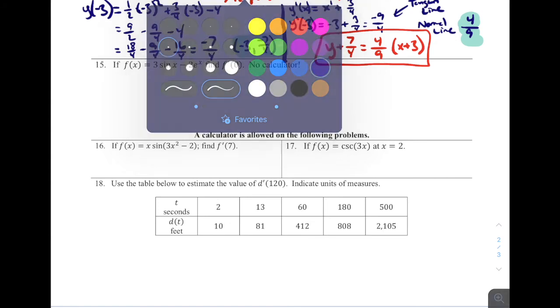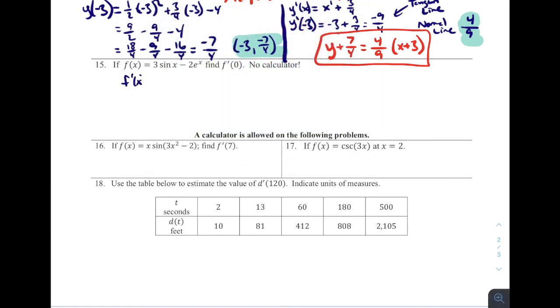Our derivative here is going to be f prime of x is equal to 3 times the derivative of sine, which is cosine of x, minus 2 times the derivative of e to the x, which is itself, it is e to the x. And we want to know what f prime of 0 is. So 3 times cosine of 0 minus 2 times e to the 0. This is one of these ones where if it's a no calculator section of the AP exam, you're going to need to know what cosine of 0 is. That's going to be equal to 1.